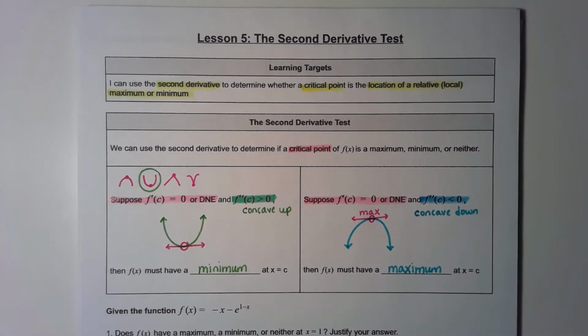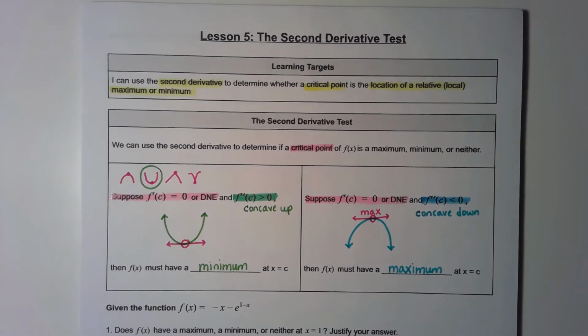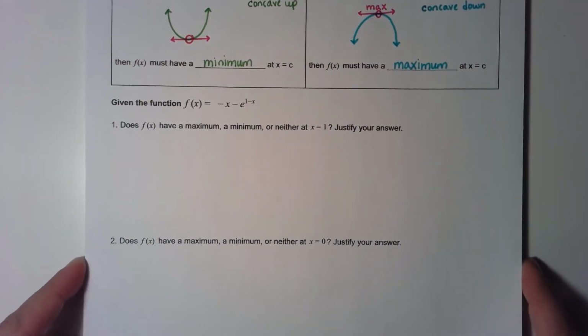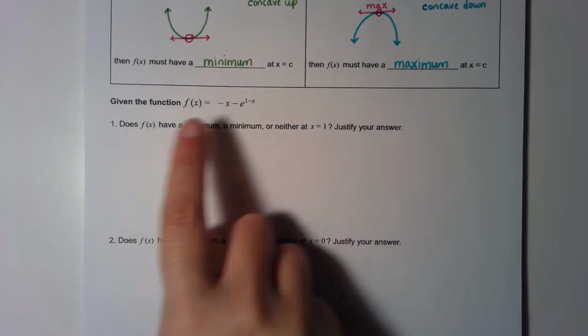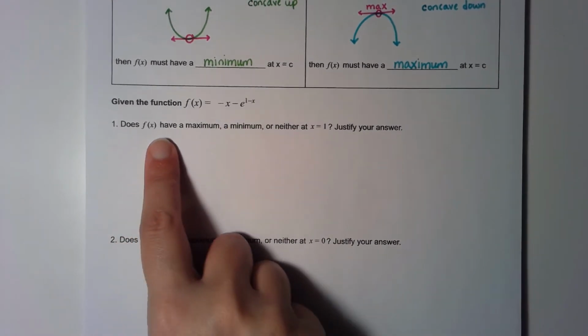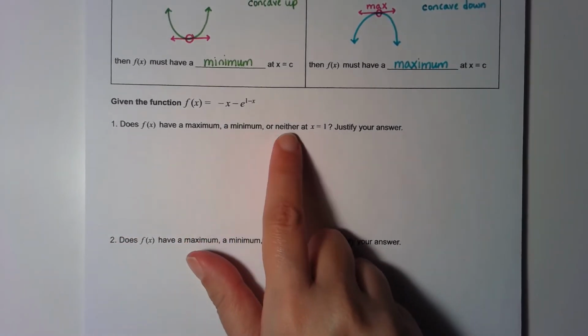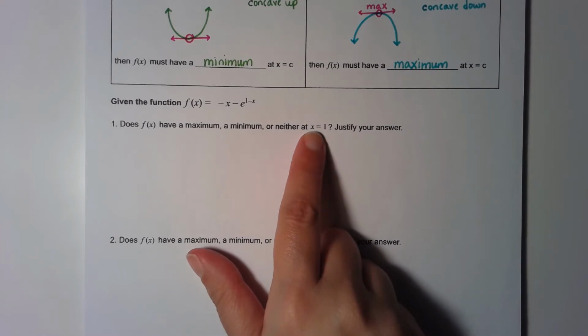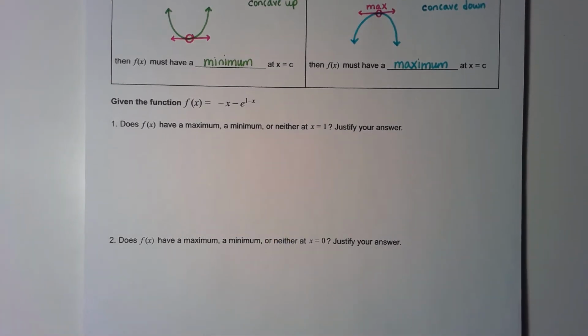Here's an example or a couple examples of where you would want to use this test. So when would this be appropriate? Let's say that we're given this function and we're asked, does f of x have a maximum, a minimum, or neither, specifically at x equals 1? So I'm not asking you to find where are all of the maximums and where are all of the minimums, but just what's happening specifically at x equals 1.